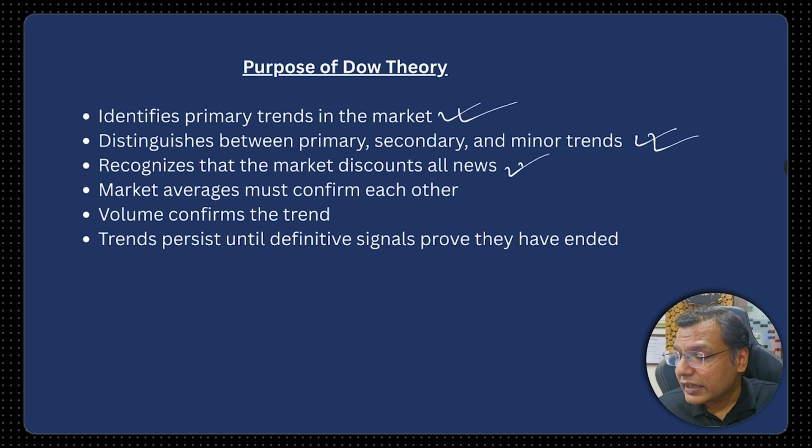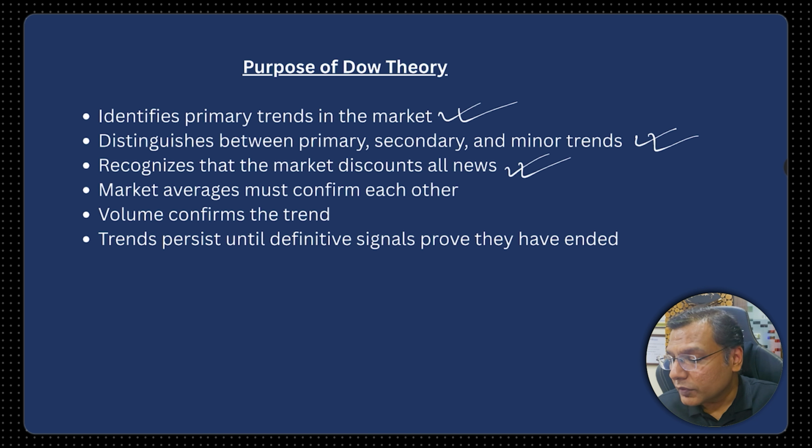So Dow theory recognizes the fact that the market will discount all the news. So all the events that have happened, or all the events that are happening around you, will be already discounted in the price. This is what Dow theory recognizes. Now you can see how advanced this theory was even in the early 1900s.